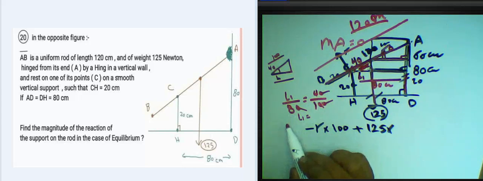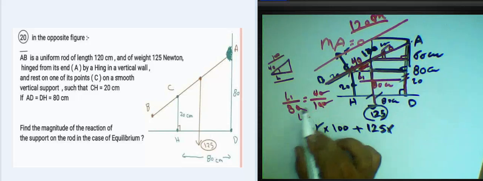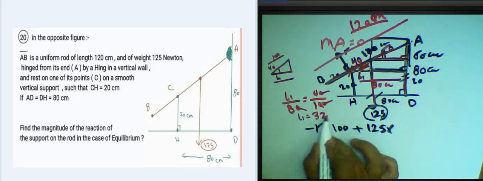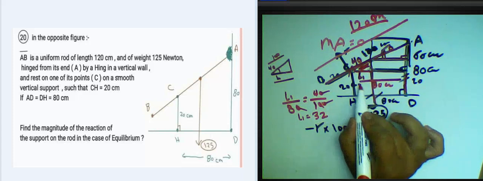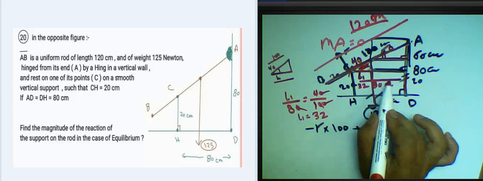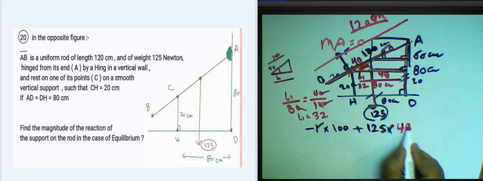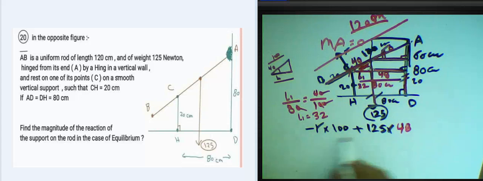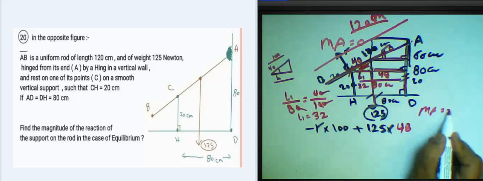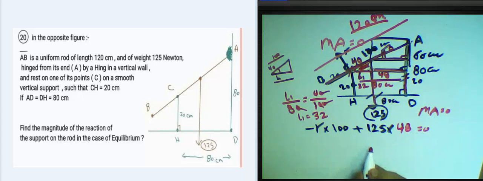Then L1 equals, we can simplify it, 4 times 8 equals 32. So this part equals 32. Then 80 minus 32 equals 48. Then the length will be 48. And the moment about the point A we know equals 0. Then we can find R by multiplying them over 100: 125 times 48 over 100, then R equals 60.